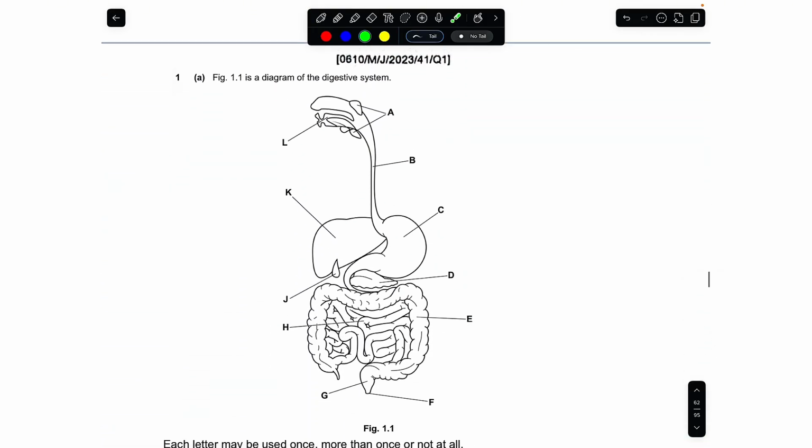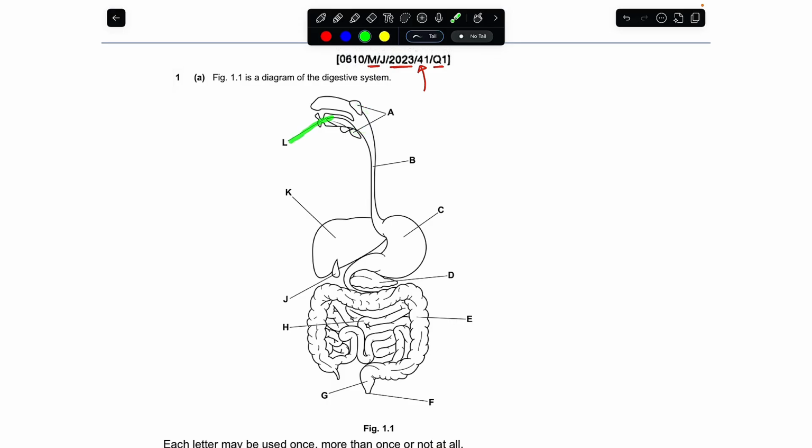Moving onward to this question from May/June 2023, the theory paper variant was 4.1, and for your exam, this was question number 1. And here again, we have to identify the structures of the alimentary canal and what role they have in the digestive process. What I see is that A is the salivary gland.